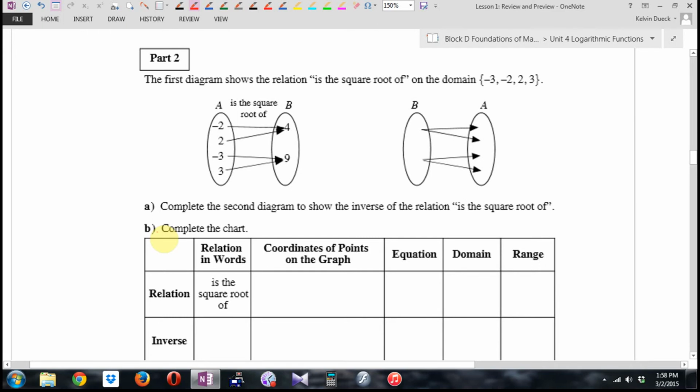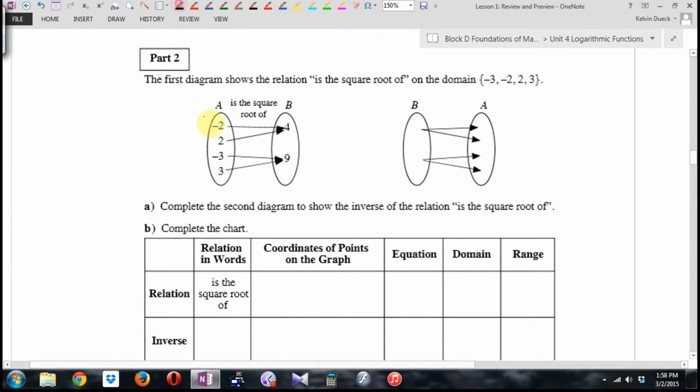Here's the function. This is the relation, is the square root of. Negative 2 is the square root of 4. Positive 2 is also the square root of 4, because if you square negative 2, you'll get 4. If you square positive 2, you'll get 4. Negative 3 and 3 are the square roots of 9, because negative 3 squared is 9 and positive 3 squared is 9.